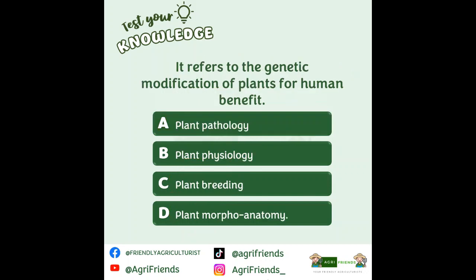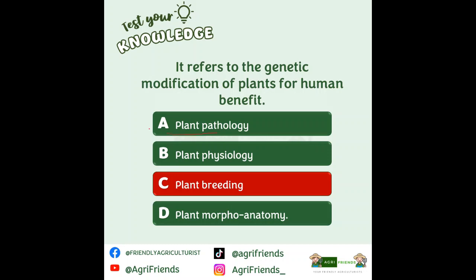Next, it refers to the genetic modification of plants for human benefit. A. Plant pathology, B. Plant physiology, C. Plant breeding, or D. Plant morphoanatomy. The answer is plant breeding.